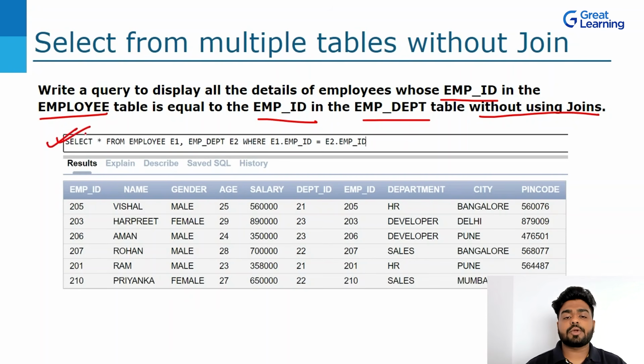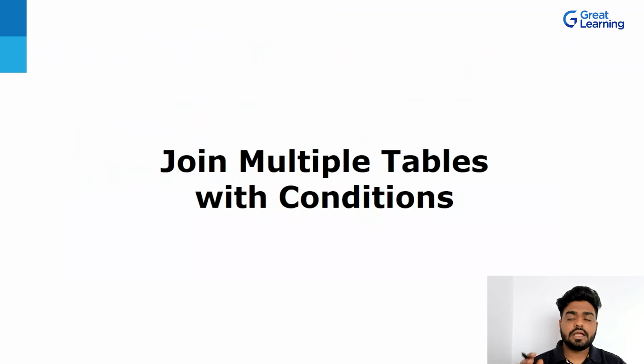Select star from employee E1, department E2 where E1.impid is equal to E2.impid. We are not using joins, but still we are getting the joined tables as the resultant table, right? Now, this is one thing: joining multiple tables with conditions.